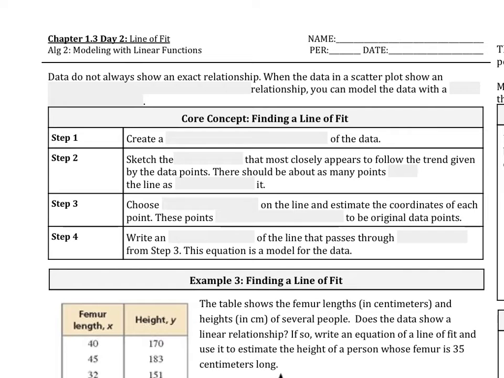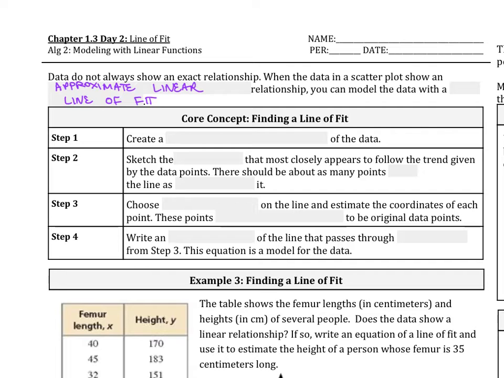So 1.3 day 2, we're looking at modeling with linear functions, but now we're looking specifically at line of fit. So data do not always show an exact relationship. In our previous lesson, we did see ones where they were linear, they lined up perfectly. Now that doesn't always happen.